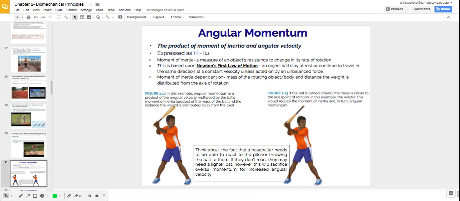We move on to angular momentum. That is the product of moment of inertia and angular velocity. Angular momentum is expressed as H, moment of inertia is I, and then we've got a nice little W-looking symbol for angular velocity. Moment of inertia is a measure of an object's resistance to change in its rate of rotation. When we think about inertia, we're talking about resistance to move, resistance to change. Moment of inertia is when we're looking at it from an angular perspective.